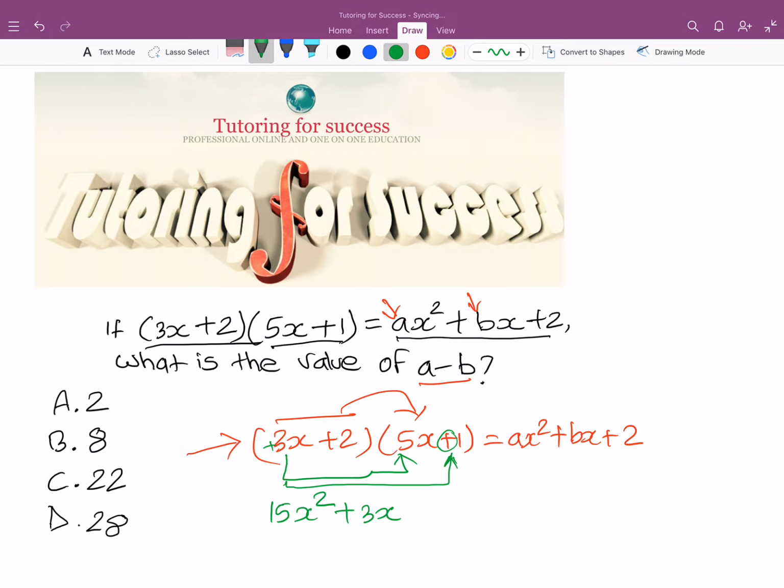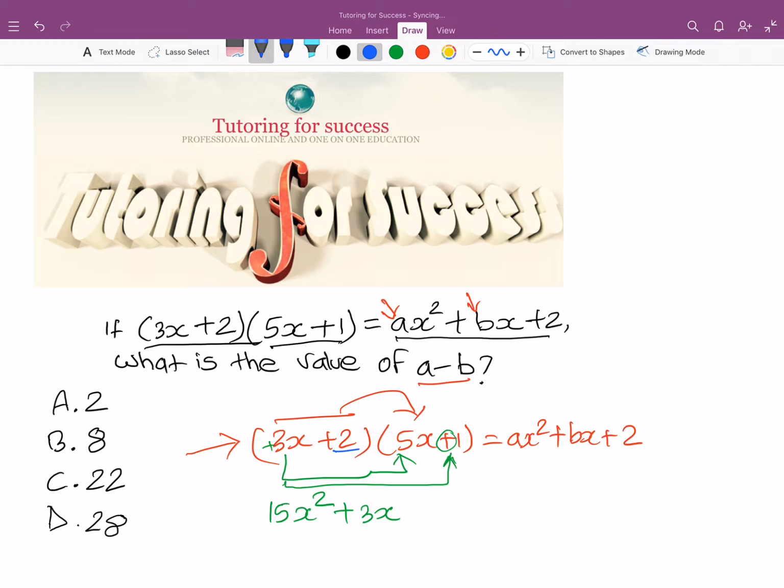So let's start with another number. The next one is 2. Multiply it with 5x. Both are positive, so it's positive. 5 times 2 is 10x. And then the next number, which is 2 times 1 is 2. And then on your other side, same thing. Just copy it down. And then in this equation, we're almost done.